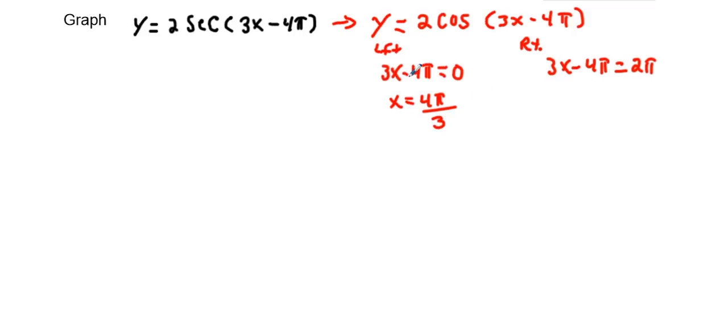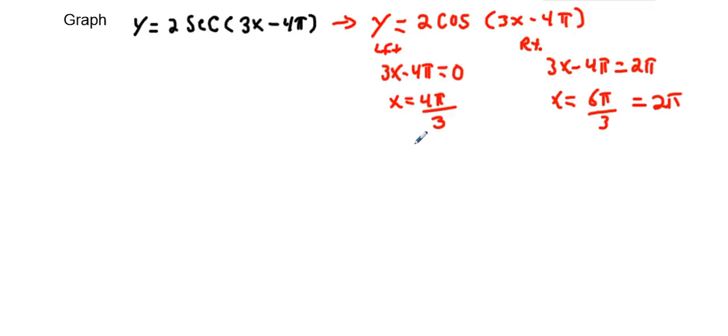So by adding 4 pi and dividing by 3, we get x is equal to 4 pi over 3. So that's a two-step equation. Add 4 pi, divide by 3. Same thing on this side. Add 4 pi, divide by 3. We get 6 pi over 3, or 2 pi. Okay, now we have our endpoints.